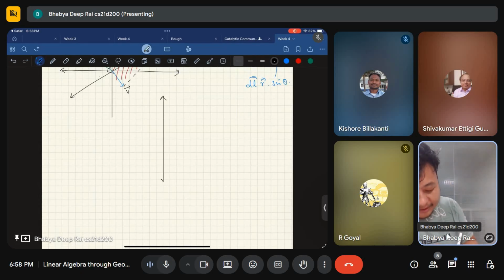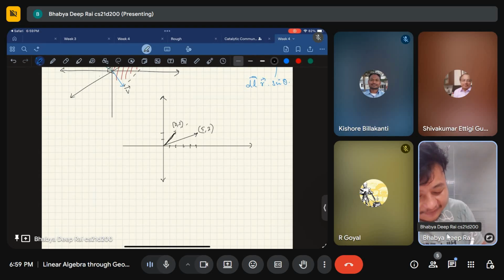If you remember, if I have two vectors, a vector like this, and another vector like this, and this vector is (2, 2), and this vector is (5, 2). Now tell me the area of the parallelogram.